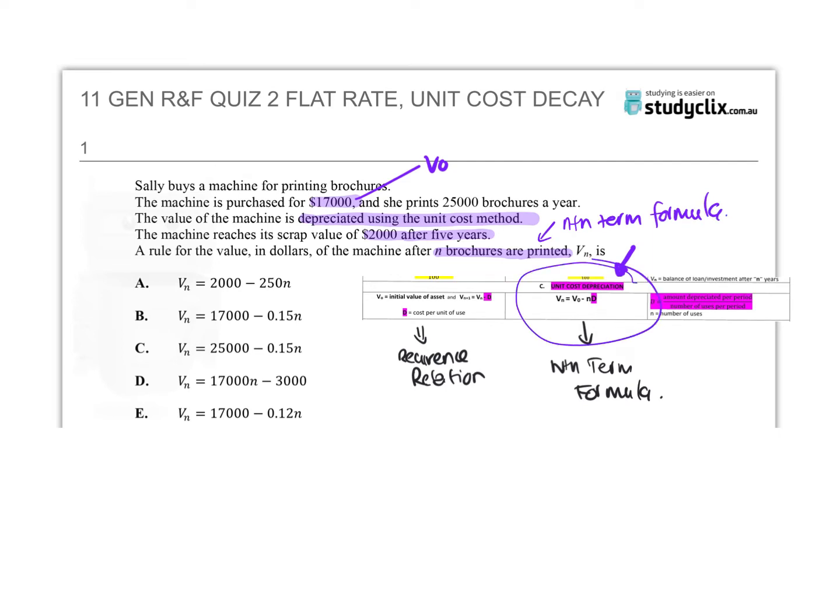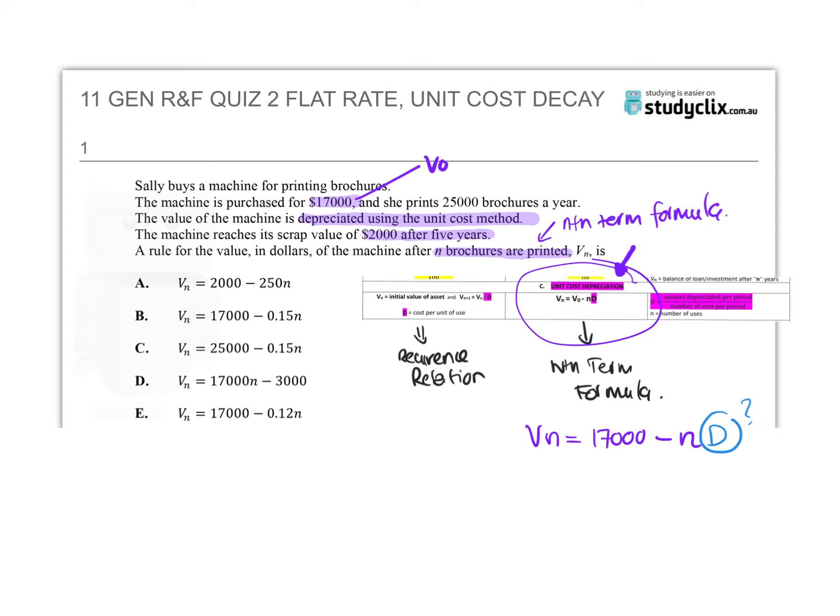And you can see what it says to do is you write Vn. Now you have to fill in what V0 is. So in this scenario, V0 is 17,000. Then we've got minus, now it's n times D. So I don't know what that is as such.